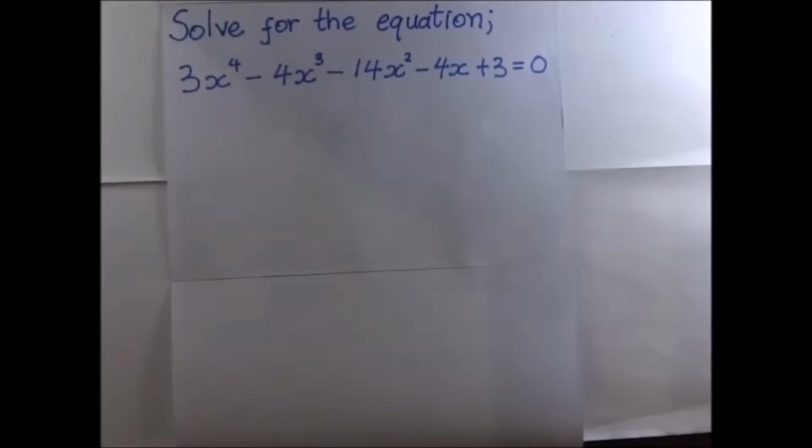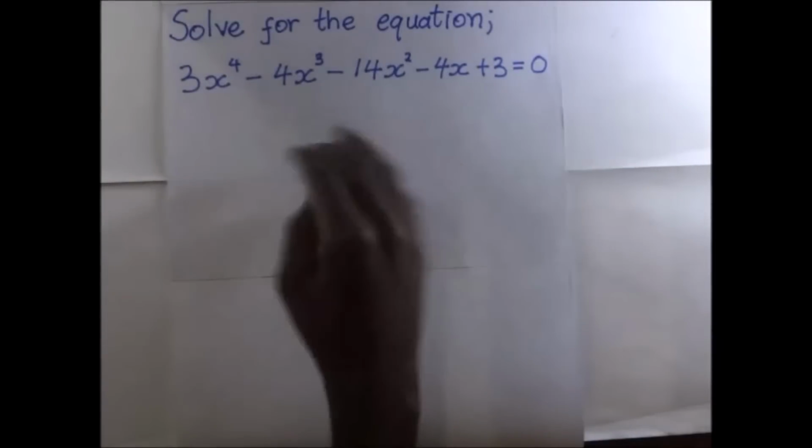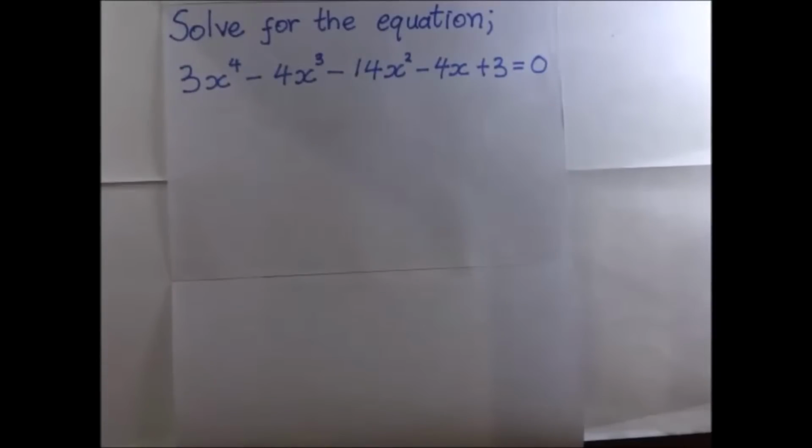We have here yet another equation that has got symmetrical coefficients. Just like the way we did in our previous video, we are going to divide through by x squared. We divide through by x squared and we get a new expression.